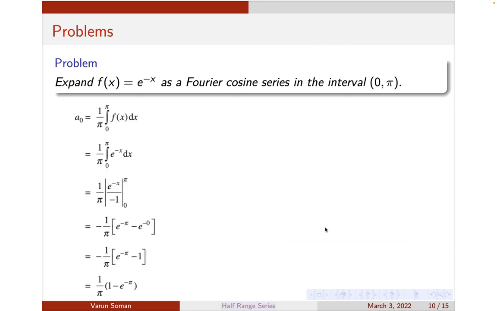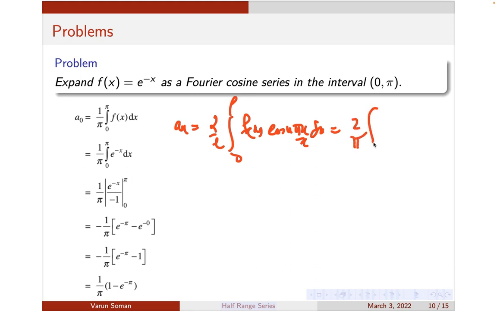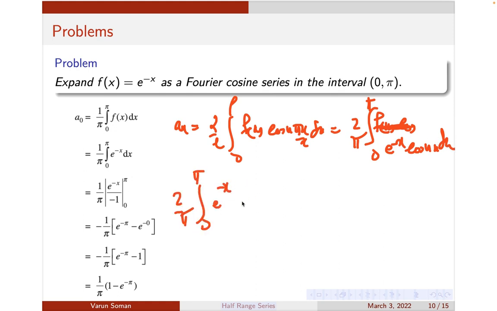Okay, now what is the value of your an? An is actually 2 by L integral 0 to L f of x into cos n pi x by L dx, but in this case it is actually 2 by pi integral 0 to pi f of x into cos nx, f of x is actually e raised to minus x, so it is e raised to minus x into cos nx dx. Okay, so it is 2 by pi into integral 0 to pi e raised to minus x into cos nx dx.